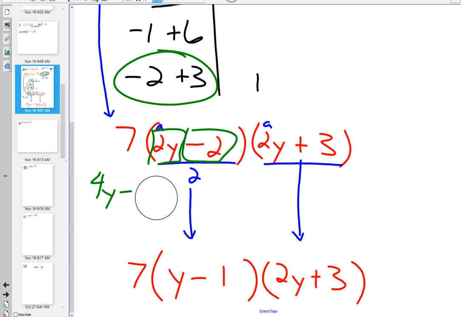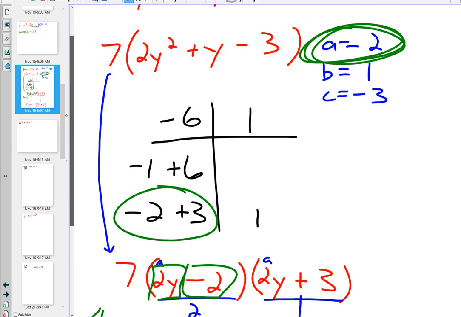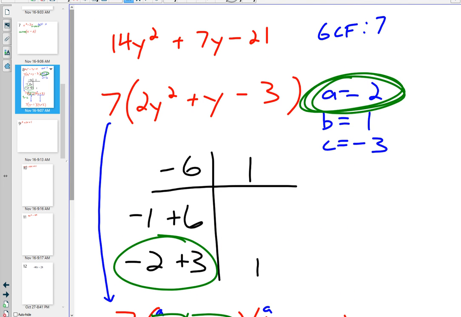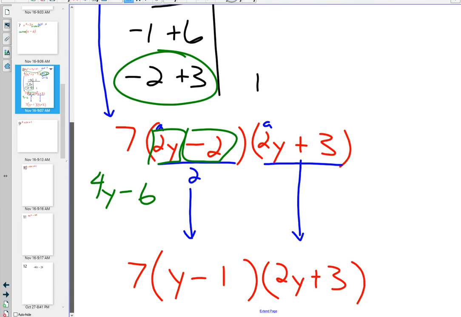If this would have said 4y minus 6, what can I divide both of those by? By 2, I would have divided them by 2. And if there's more than one number you can divide by, the biggest one. See, the difference between that and greatest common factor is, with greatest common factor, when I divide a number out, I bring the number out in front. Whereas at the end here, when you divide this number out, you don't do anything with it, you just throw it away afterwards.